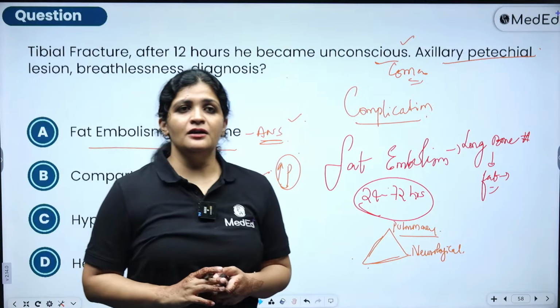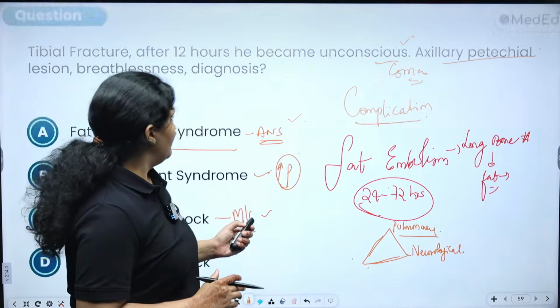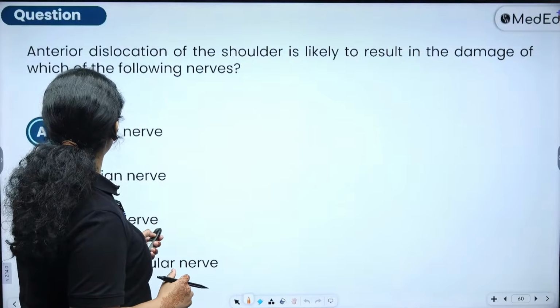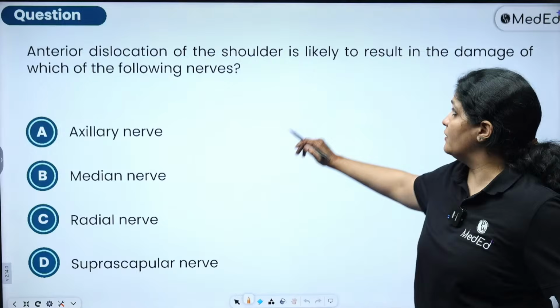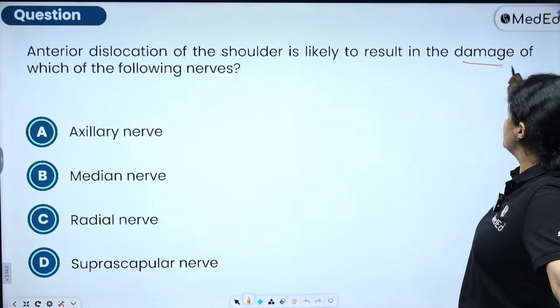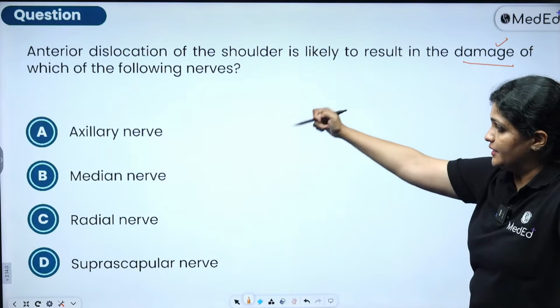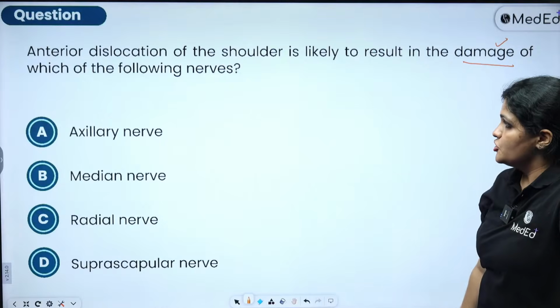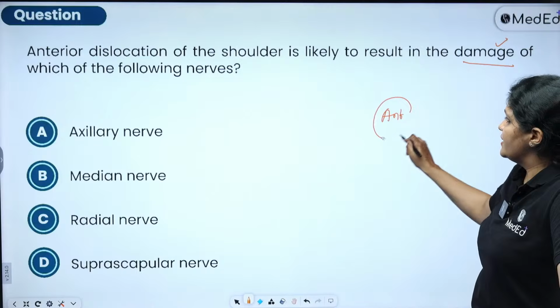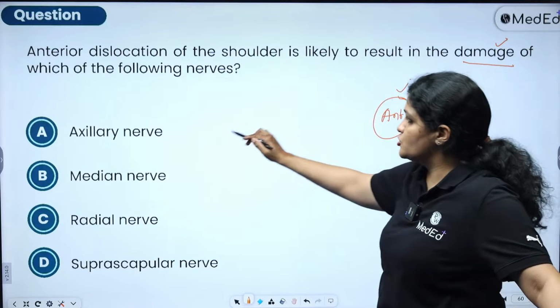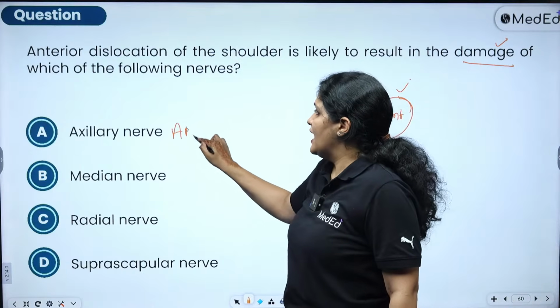Fine, is that clear? So this is about your PYQs. Hope we have done. And finally, I want you all to answer this. The anterior dislocation of the shoulder will result in damage to which of the following nerves? Is it the axillary, median, radial or suprascapular nerve? We have already seen the anterior dislocation of the shoulder, right? Whenever it is coming anteriorly, there is damage to this nerve. So the answer is the axillary nerve.